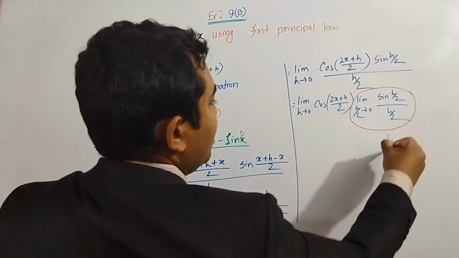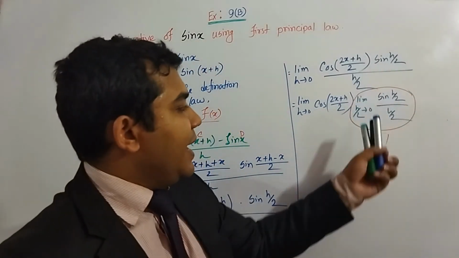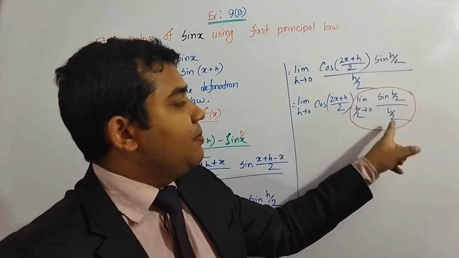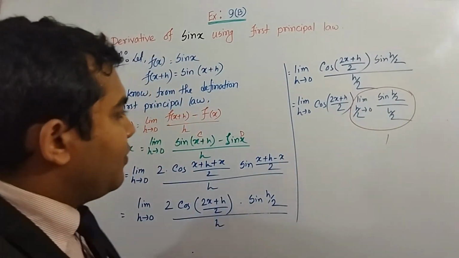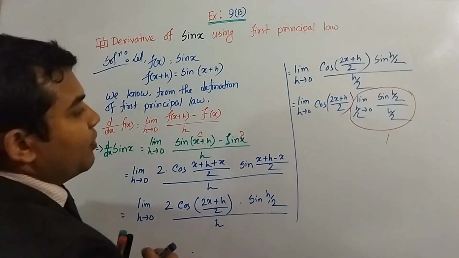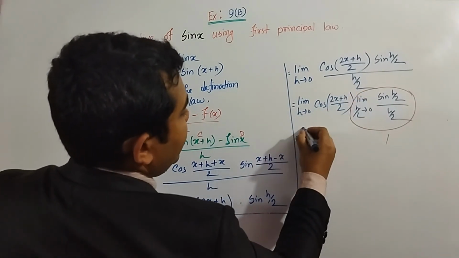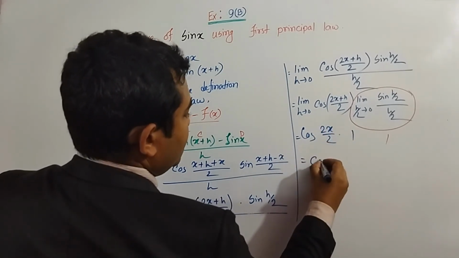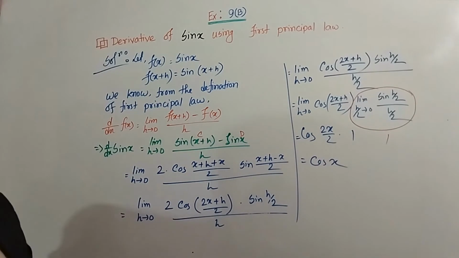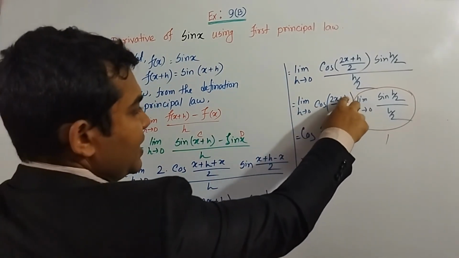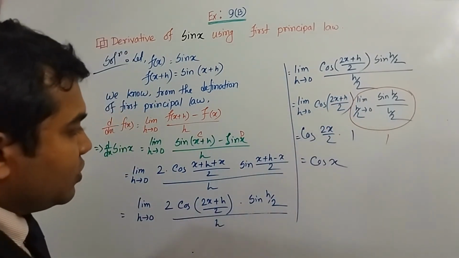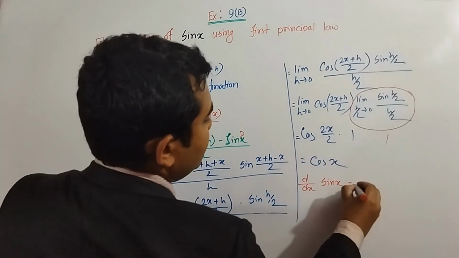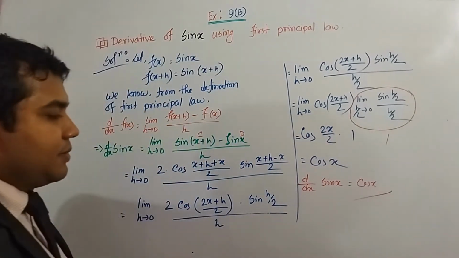1. Why? Because we have a formula: as x tends to 0, sine x by x is 1. And here if we put the value of h in here, then we can write cos of 2x by 2 into 1. So we have found cos x. I mean 2x plus 0, so 2x by 2. So what have we found finally, d/dx of sin x is equal to cos x.